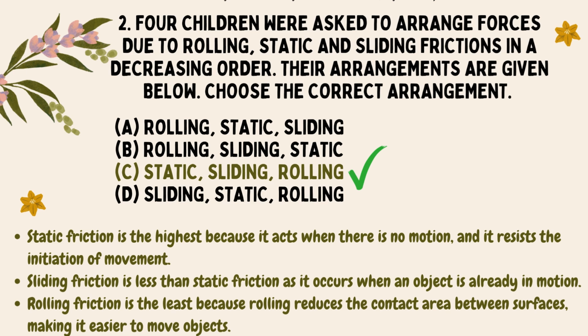Static, sliding, rolling. Explanation. Static friction is the highest because it acts when there is no motion, and it resists the initiation of movement. Sliding friction is less than static friction as it occurs when an object is already in motion. Rolling friction is the least because rolling reduces the contact area between surfaces, making it easier to move objects.